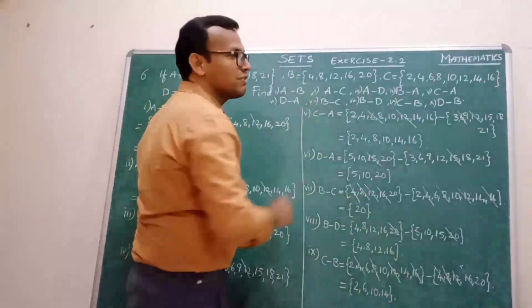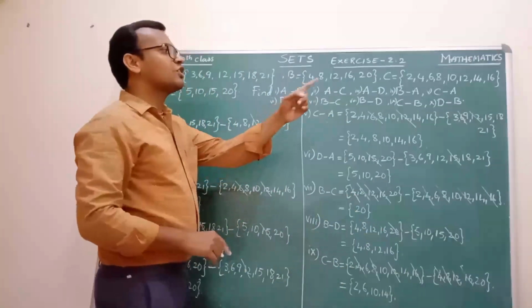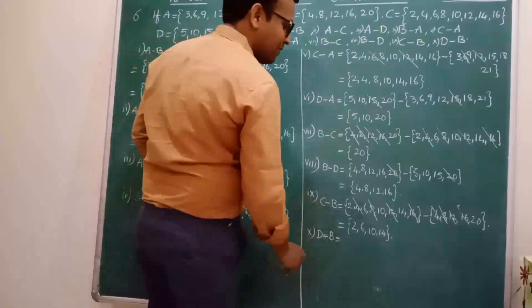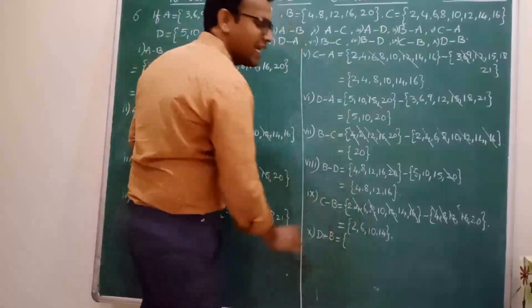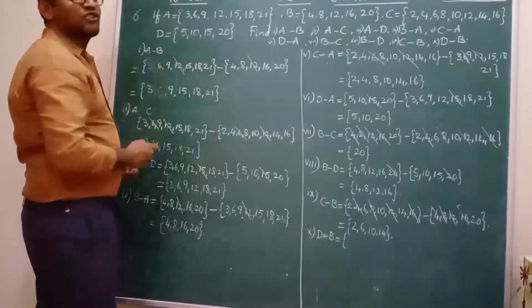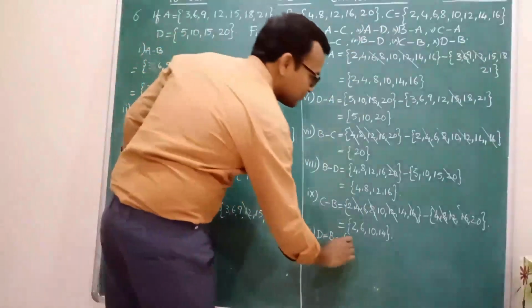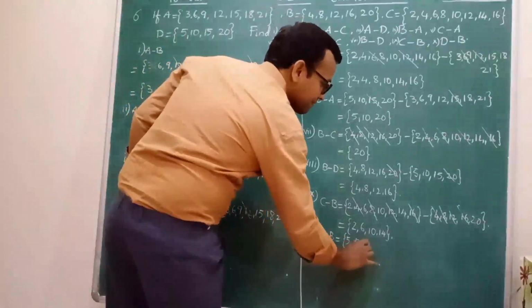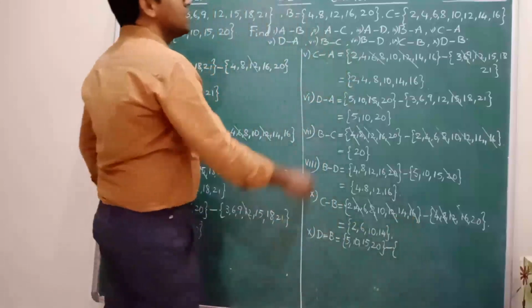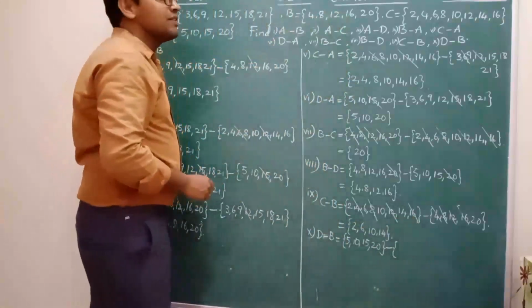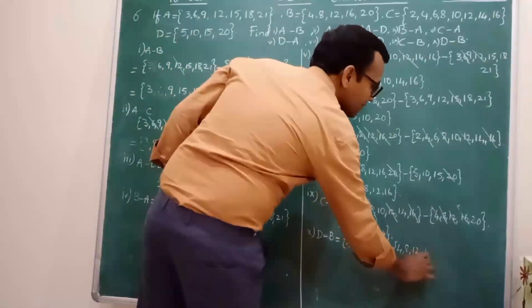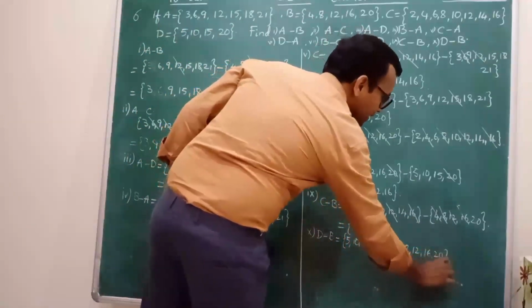Now the last one from this bit is to find D minus B. Let us do it now. D minus B is equal to, first let me write the set D. What is set D? Set D is the elements of multiples of 5: 5, 10, 15 and 20, minus B. What is B? B is the set of elements which are multiples of 4: 4, 8, 12, 16 and 20.